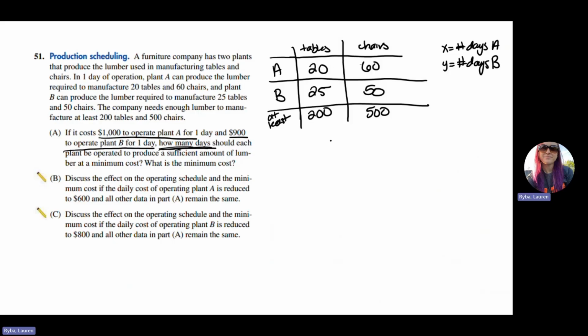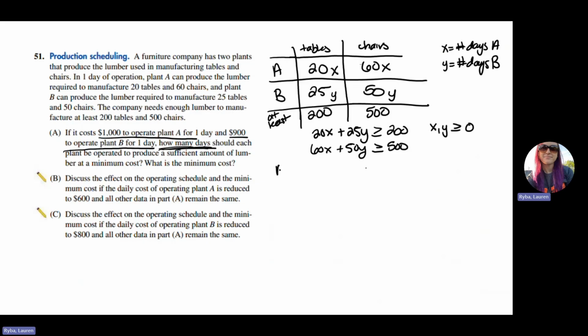So my equations are going to be in vertical form this time. 20X, 25Y is going to get me that 200. And then 60X and 50Y is going to get me that 500. 20X plus 25Y, it says at least. That means at the lowest, so I need to be bigger than or equal to 200. And then 60X plus 50Y greater or equal 500. And then we always have X and Y greater than or equal to 0.